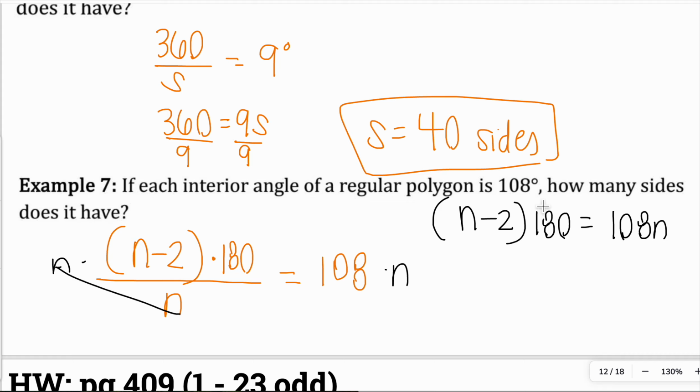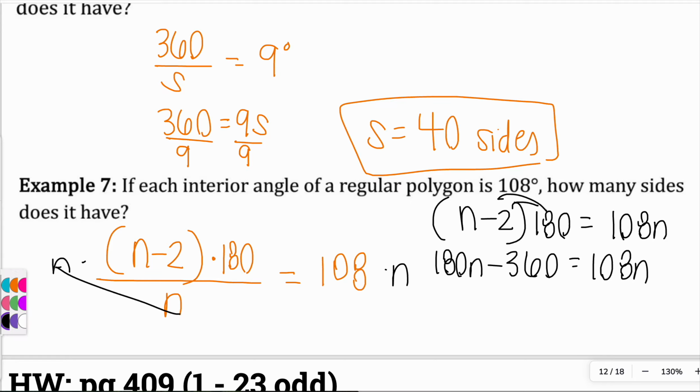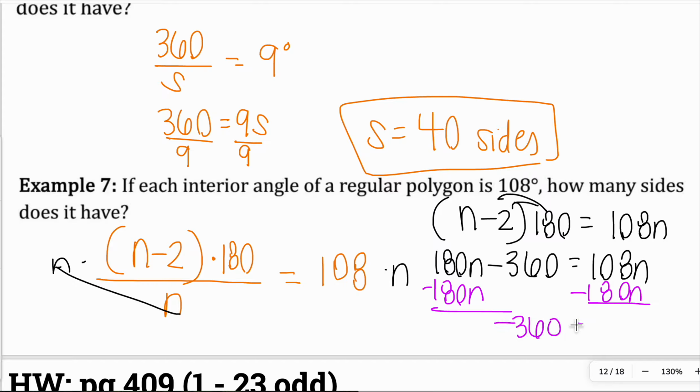Then I'm going to distribute 180 times n and 180 times negative 2, which is negative 360, and that is equal to 108n. Finally, I'll subtract 180n from 108n. Careful not to get confused here. Negative 360 is equal to negative 72n, and then divide negative 72 into negative 360. I'm going to get 5. That just means a 5-sided pentagon would have each interior angle equaling 108.